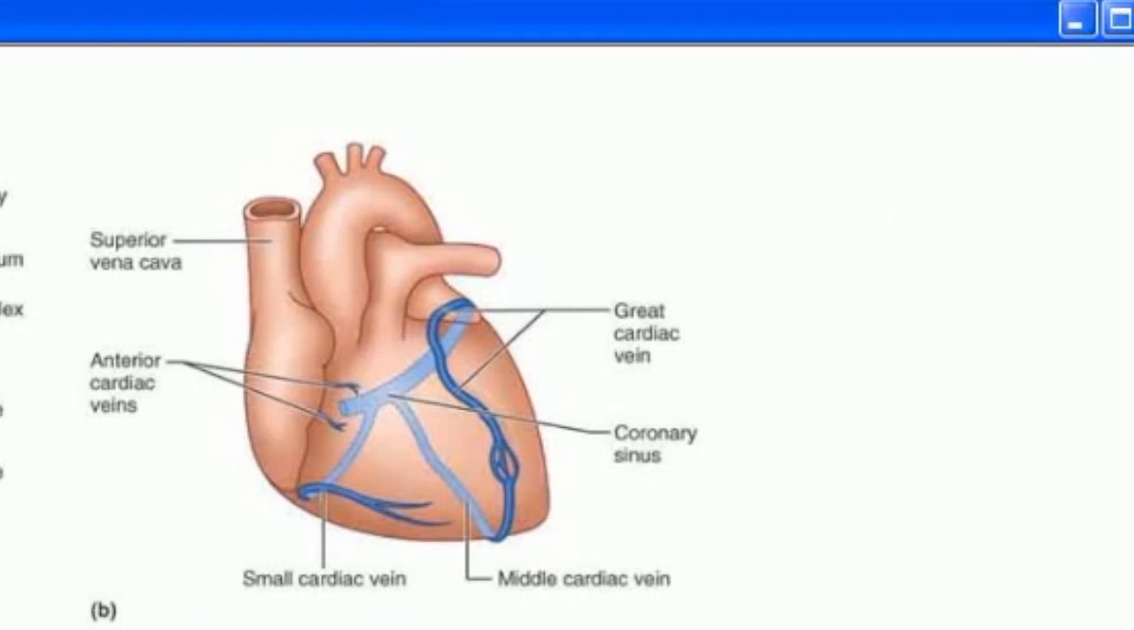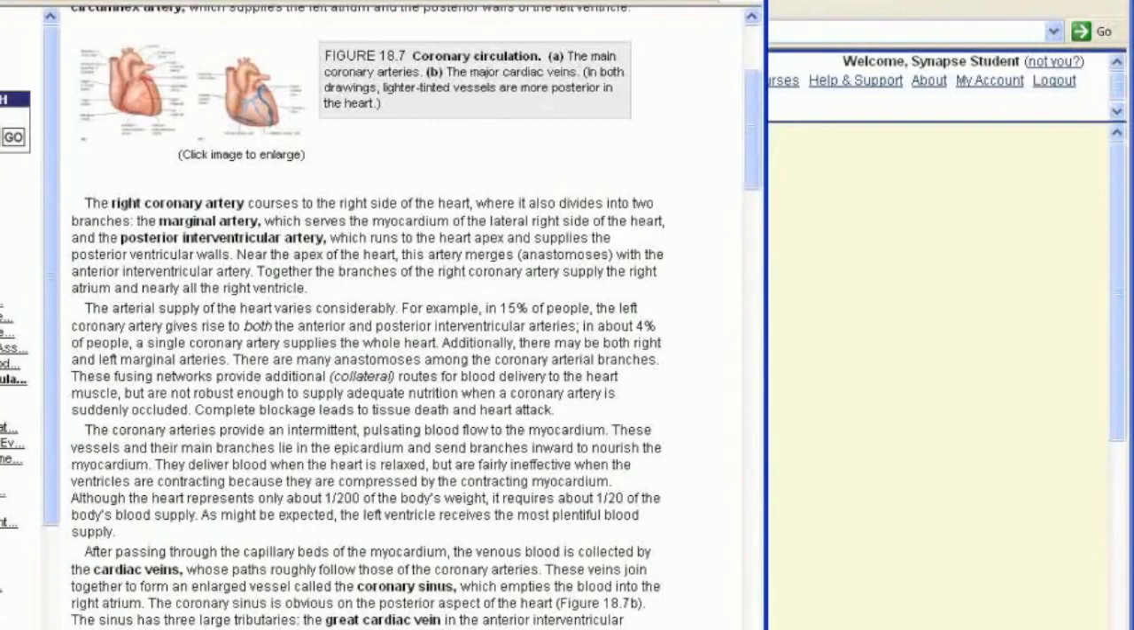Coronary arteries carry blood. See, we know all arteries carry it away from the heart, but that's not what I'm asking. They carry it to the muscle. The coronary arteries carry blood to the heart muscle. Very important. To the heart muscle. The coronary veins carry blood to the right atrium. Nice. To the right atrium.